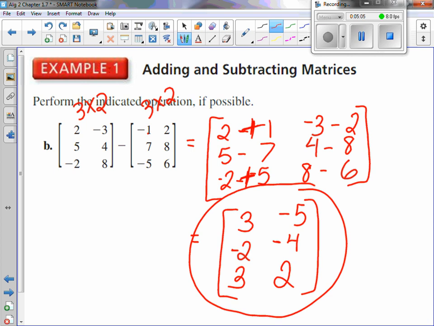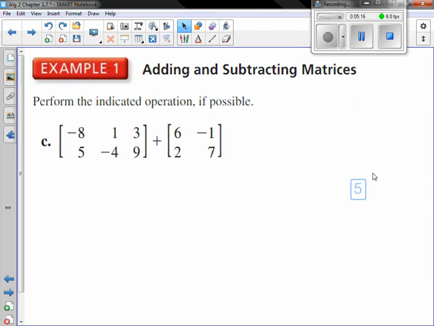Any questions on any of this so far? We good with all this so far? Yes? Yeah. All right. So let's go on and just start adding these here, because we can do that. So we'd have what, -8 plus?